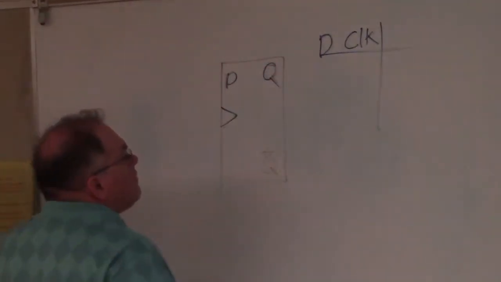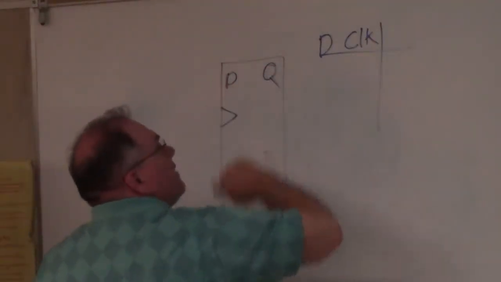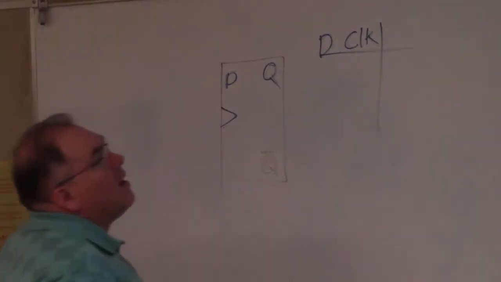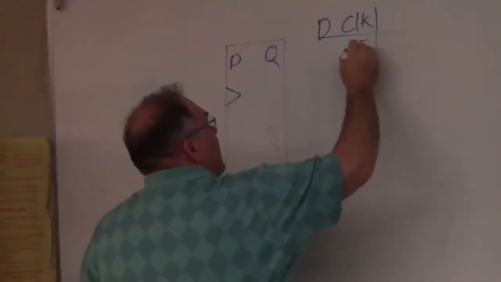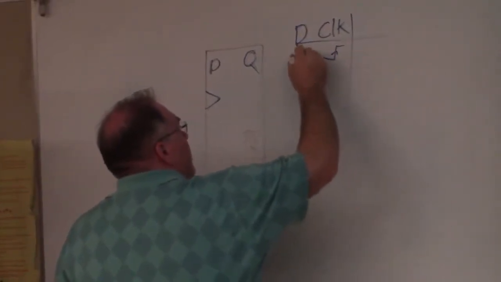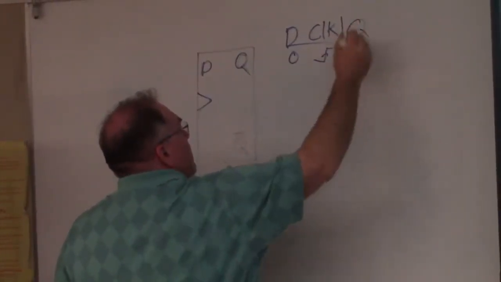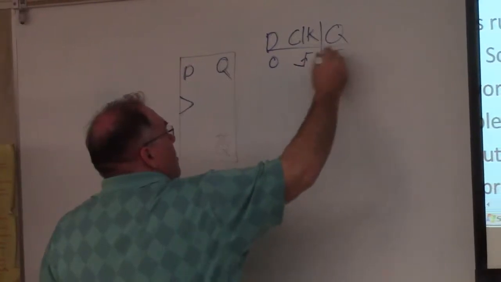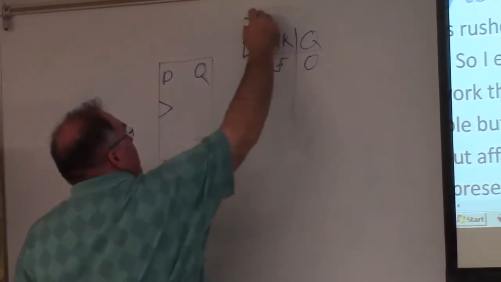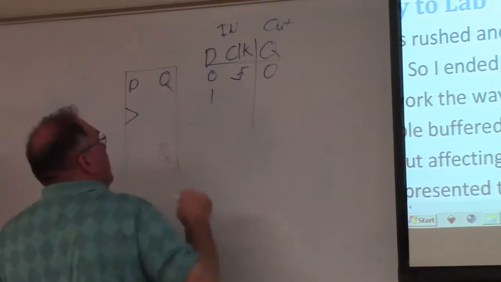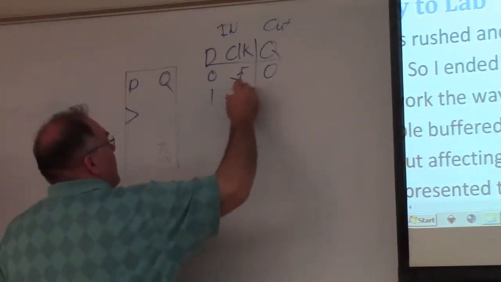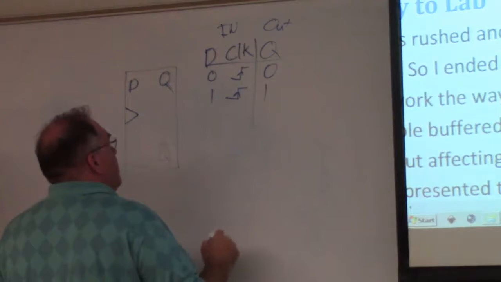and Q. The clock here may be a rising edge. What's our clock? Our clock looks like it's rising edge. On a rising edge, if D is 0, on the rising edge of the clock, the output Q becomes 0. Remember, these are in and out. And if D is 1, on the rising edge, Q becomes 1.